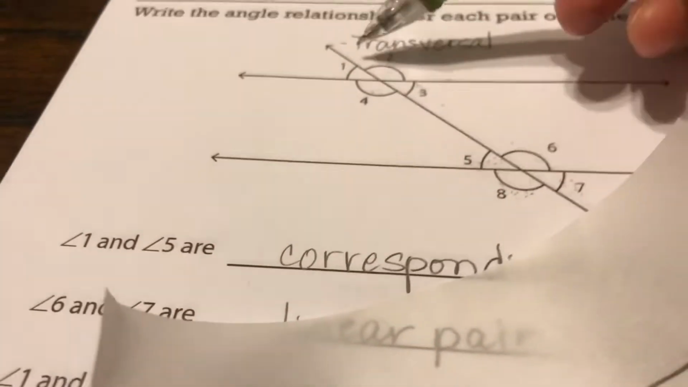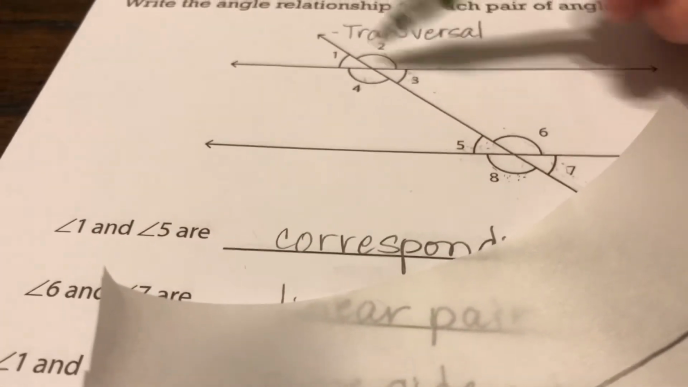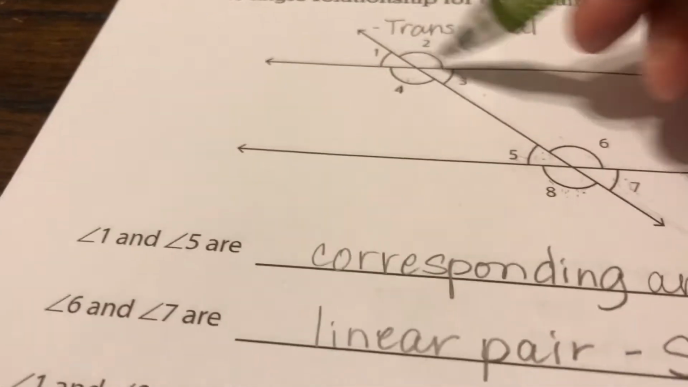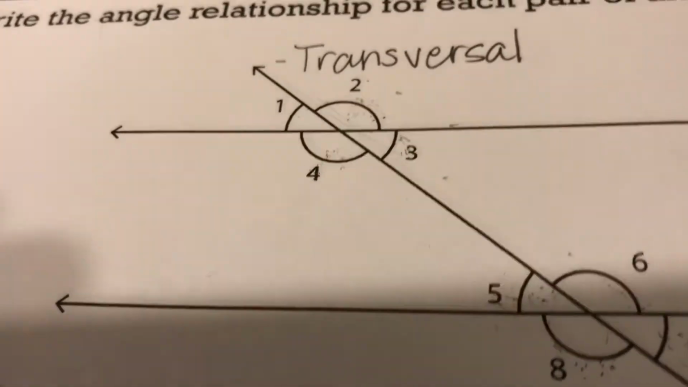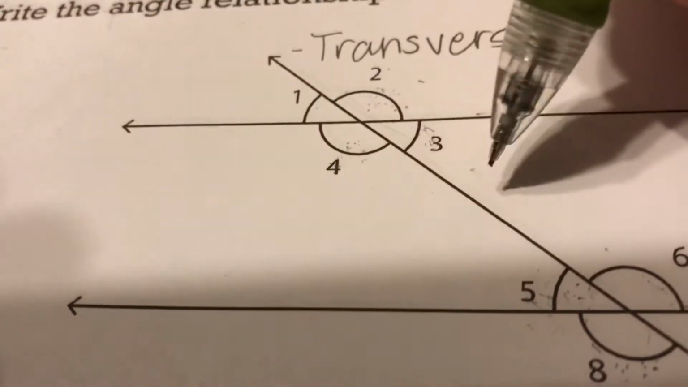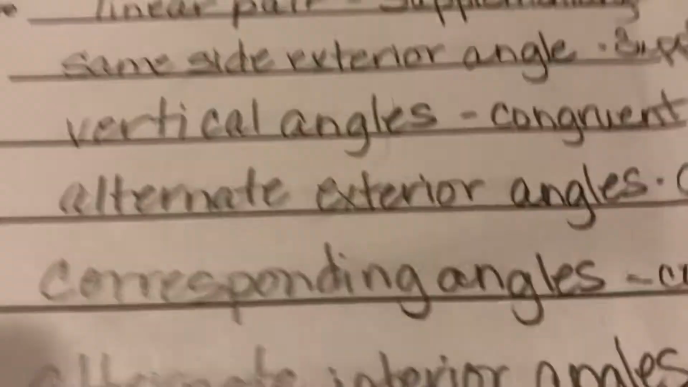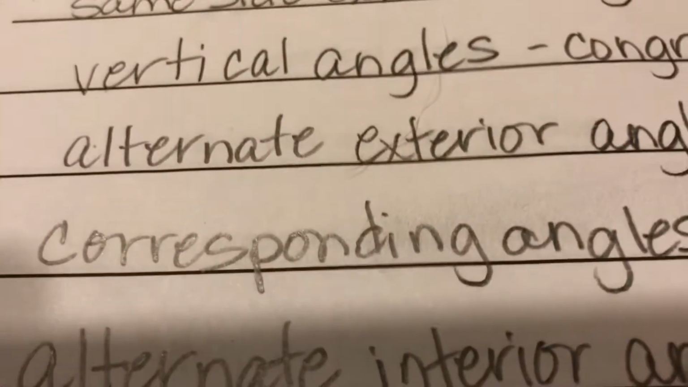Angle 2 and angle 3. If I look at them, I can see they're just like 6 and 7 right here. They make a linear pair, or they're linear angles, because they are supplementary together. If you added their two measurements on 2 and 3, they would equal 180. So they are supplementary.